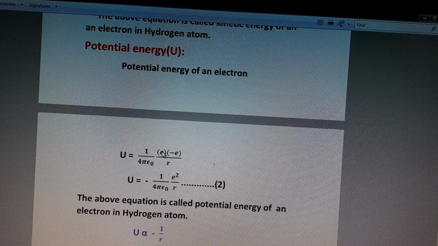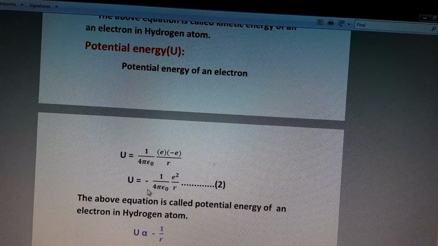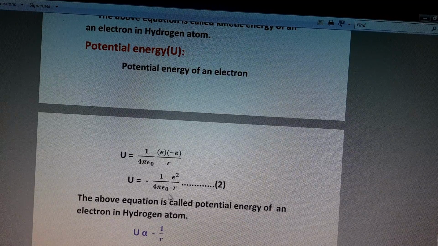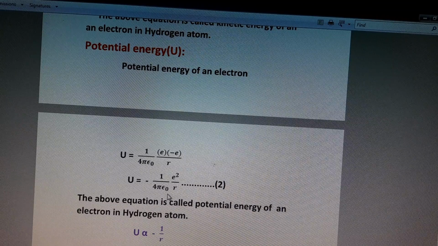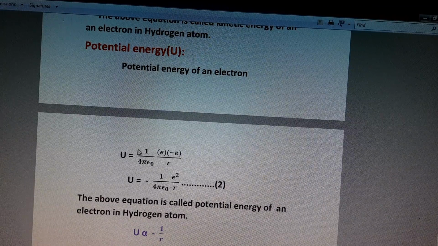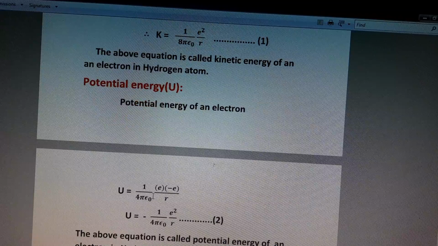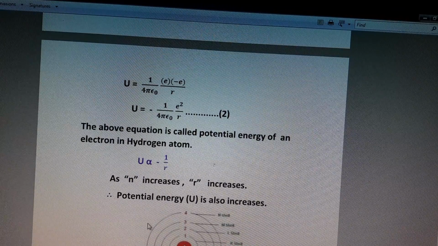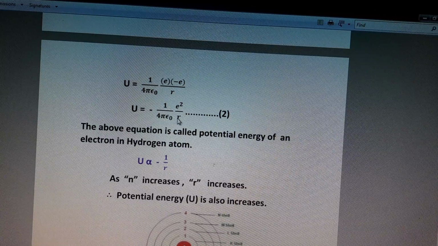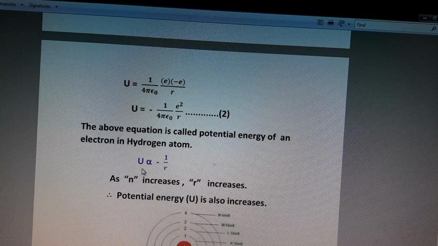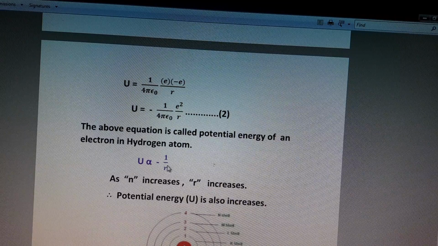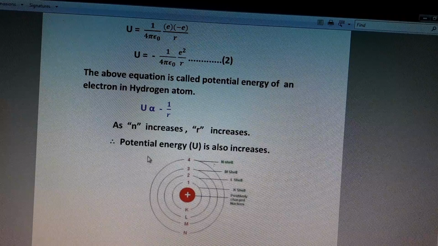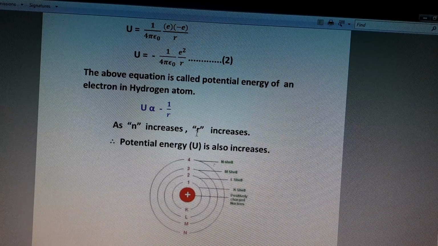So we can multiply E and minus E. So U is equal to minus 1 by 4 pi epsilon naught E square by R. The kinetic energy term is a positive term, and the potential energy term is a negative term. So we can observe that there is a relation between U and R. R is the radius and U is proportional to minus 1 by R, which means when n increases, n meaning the number of orbits, then R also increases.